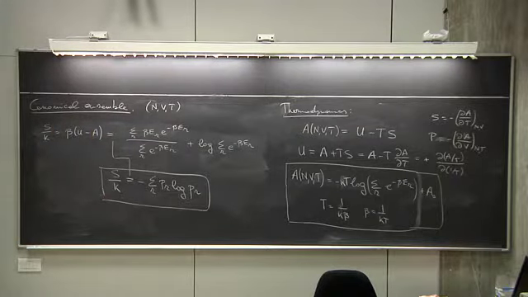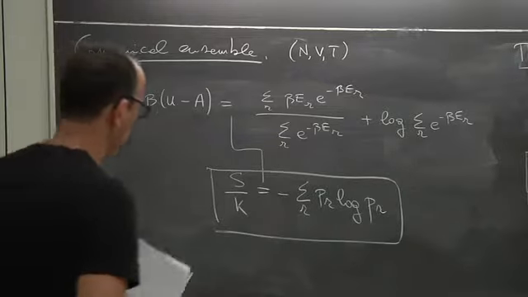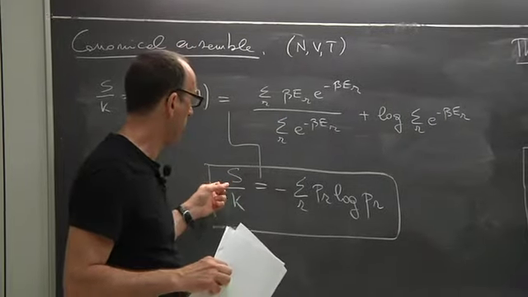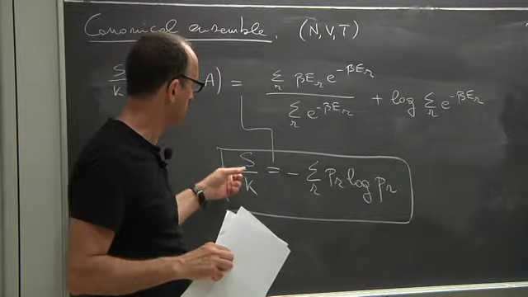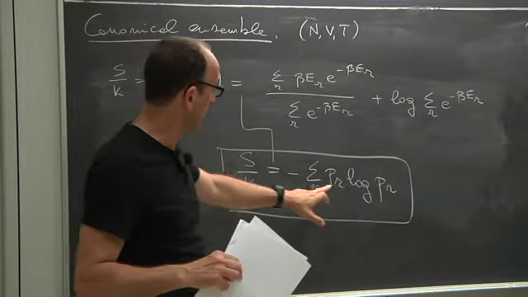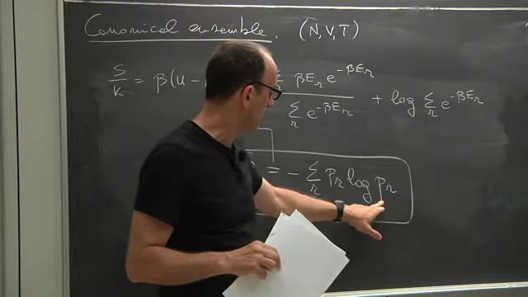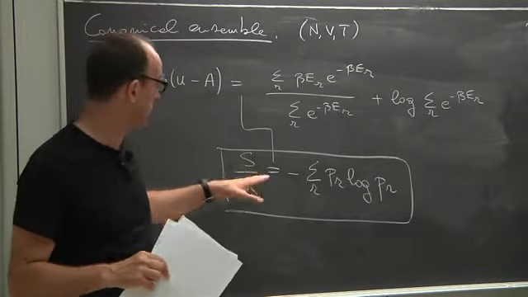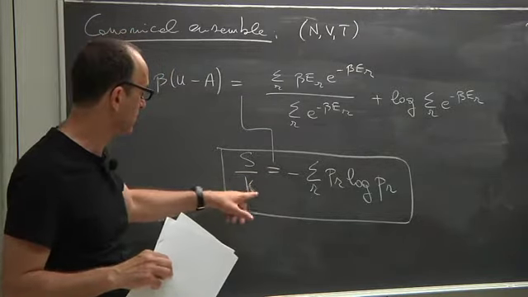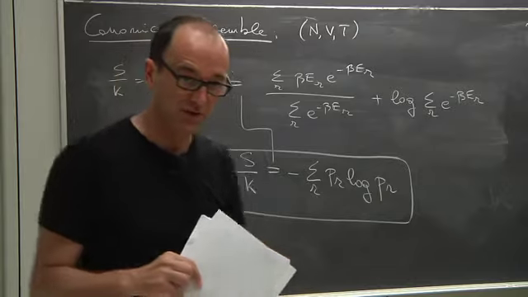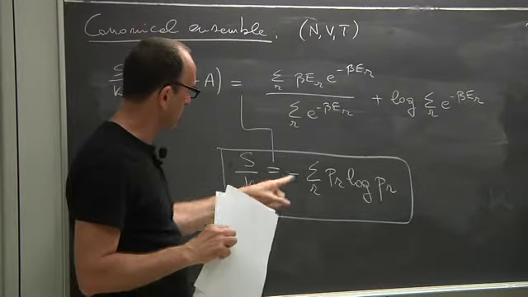Have you already seen this formula? This formula tells you that the entropy is only a function of the probability distribution, and sometimes this is called Shannon entropy, by the name of a mathematician called Shannon, who used this formula to discuss problems related to information theory.